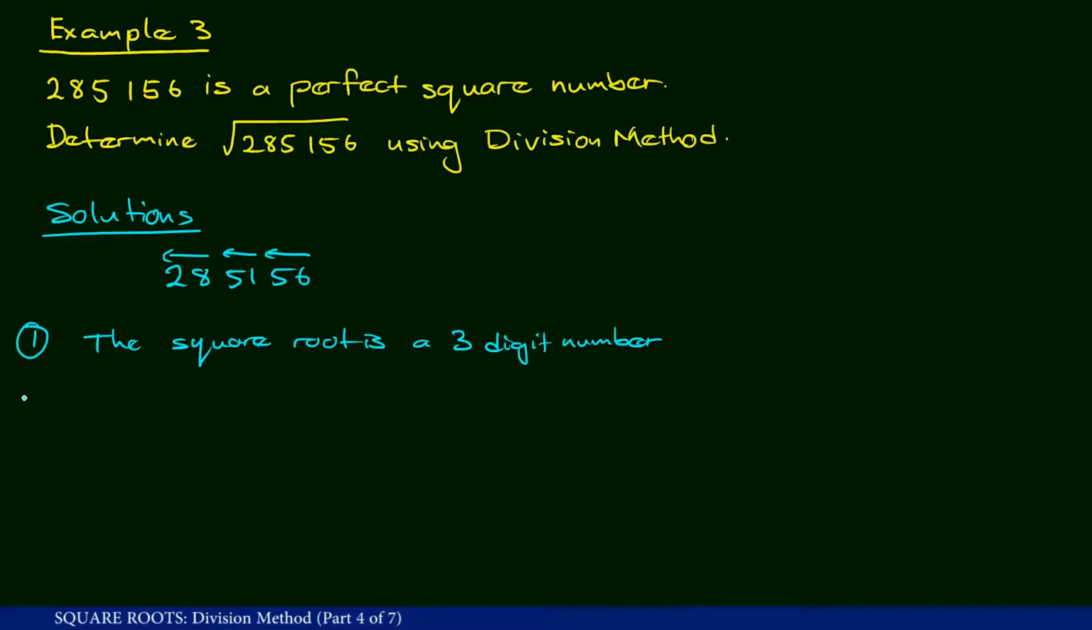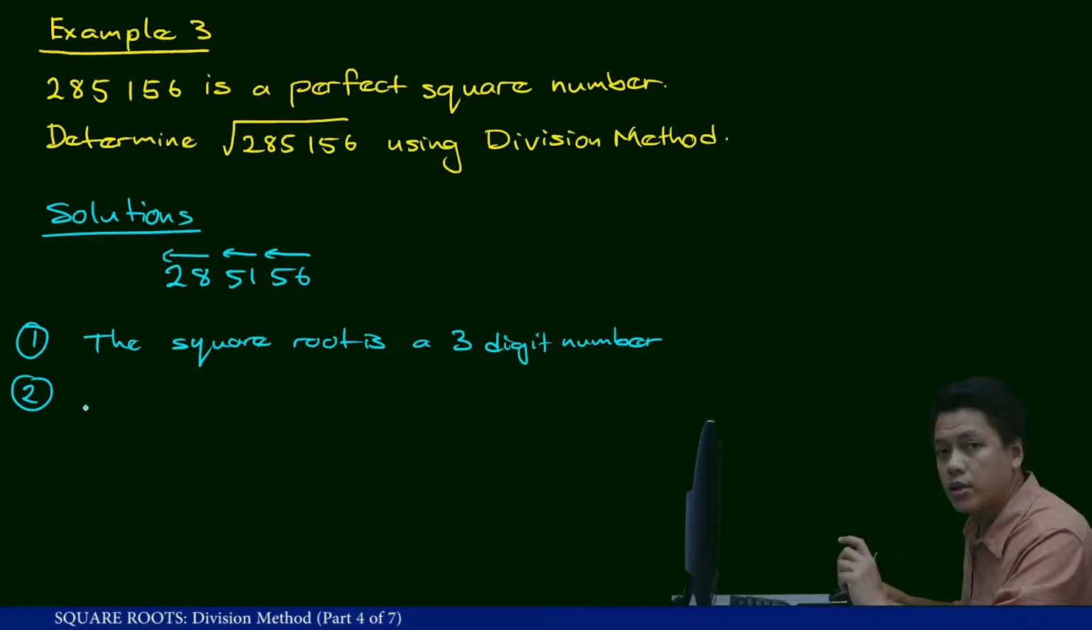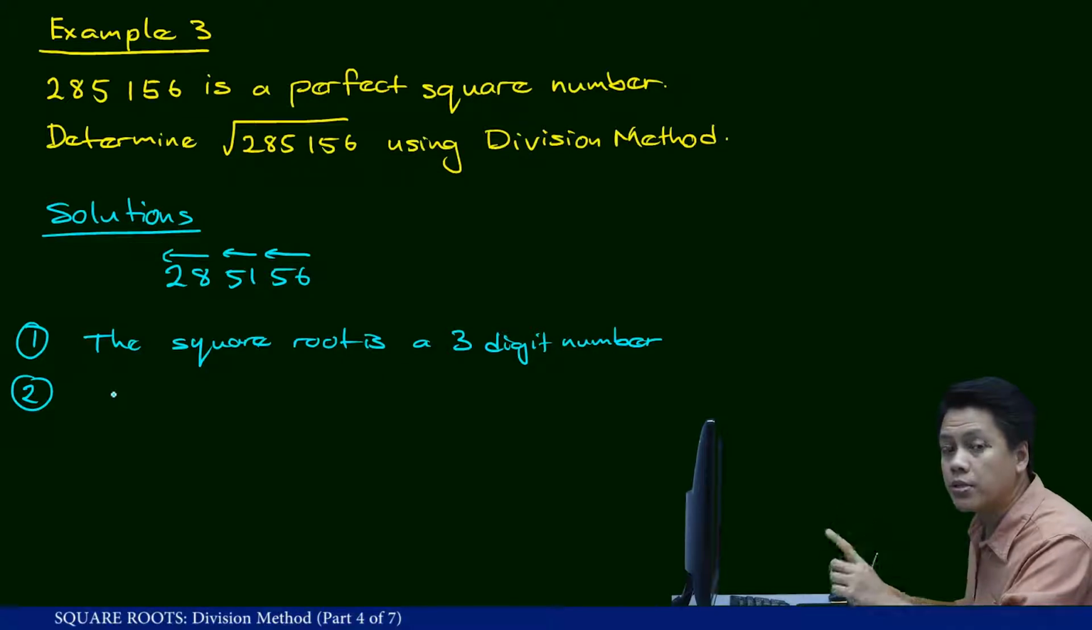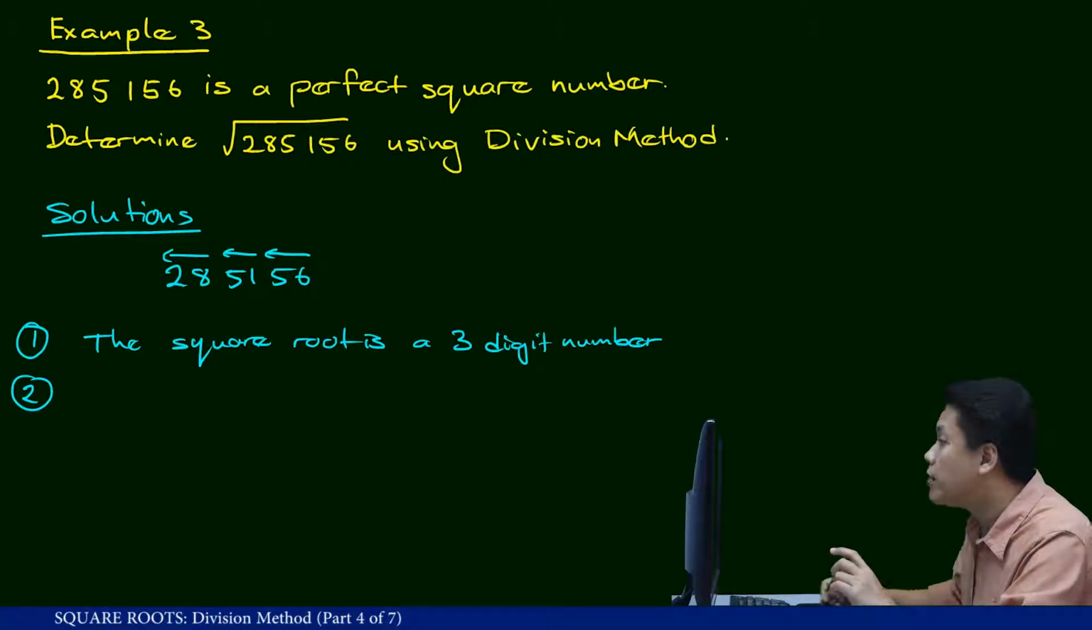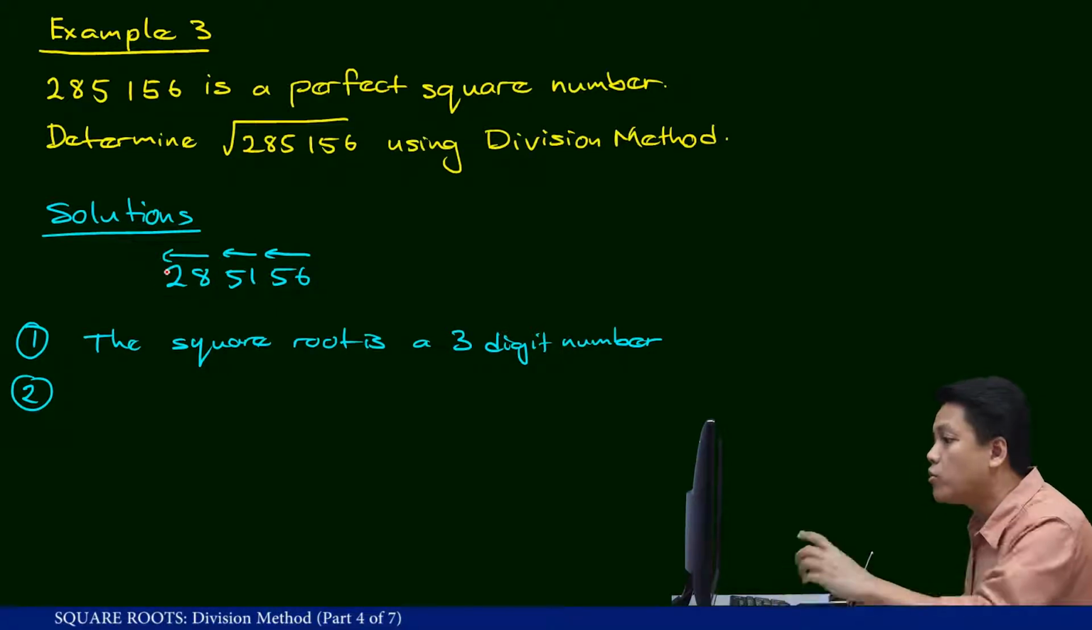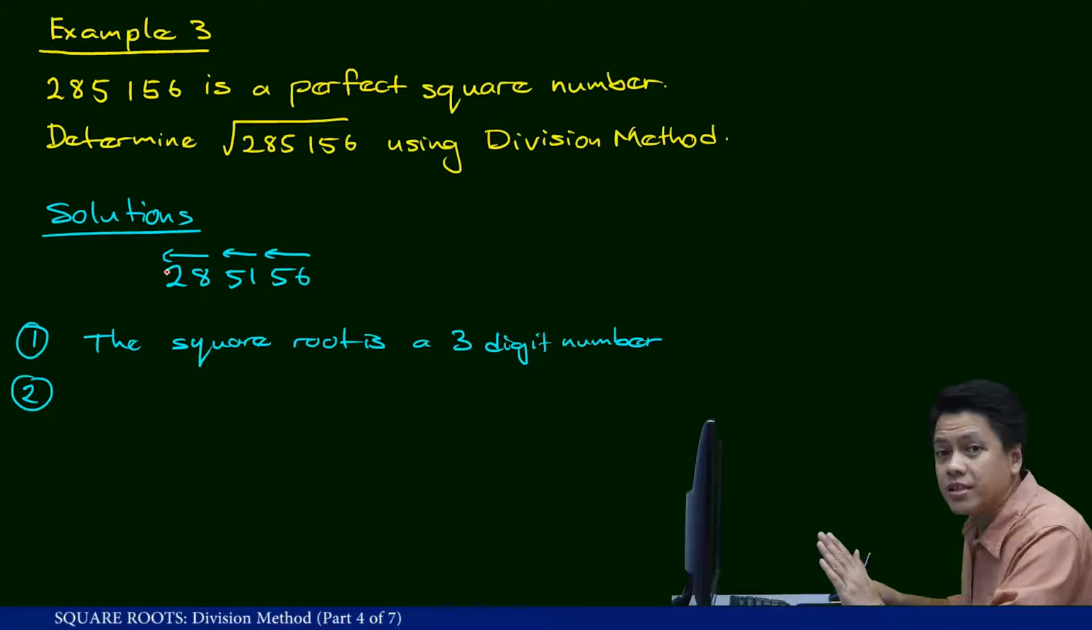So what can you guess next? Can you guess the first digit of the square root? Remember, the first digit of the square root, when multiplied by itself, must be less than or equal to the first pair, the leftmost pair of the number. So the number that we're looking at is the leftmost pair, 28. So what would be the first digit?